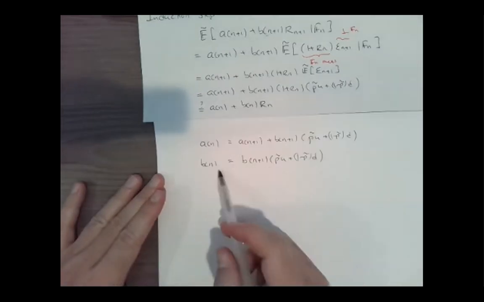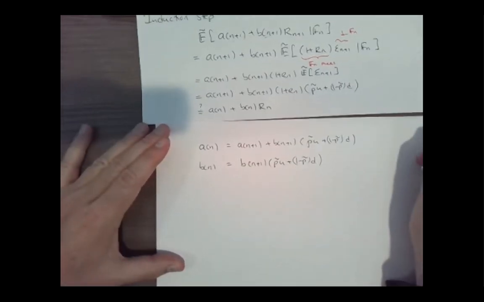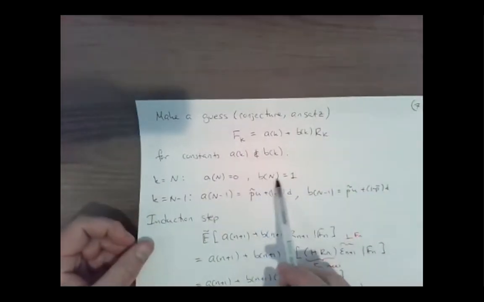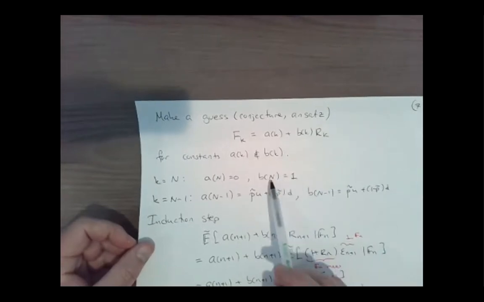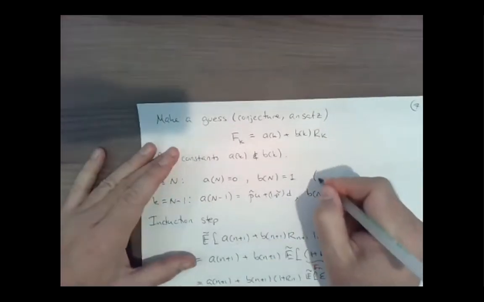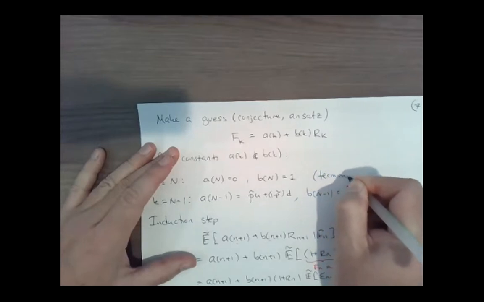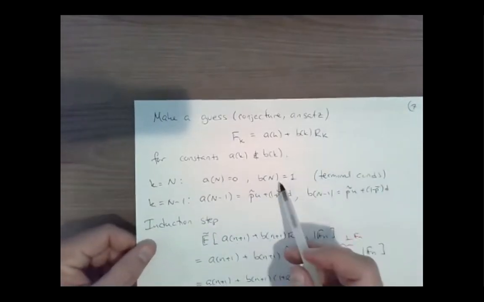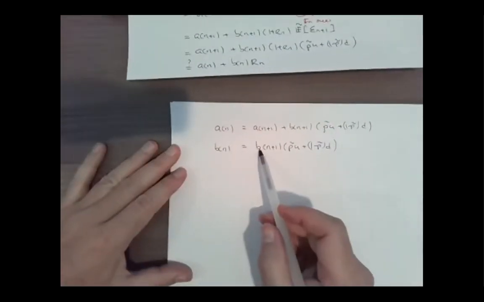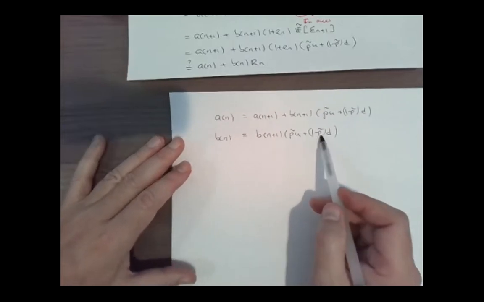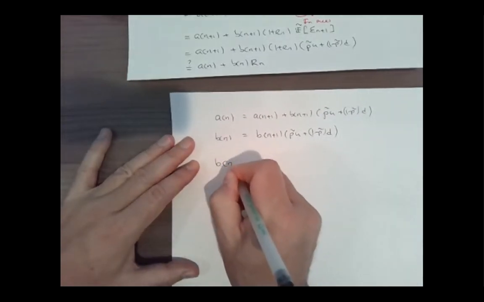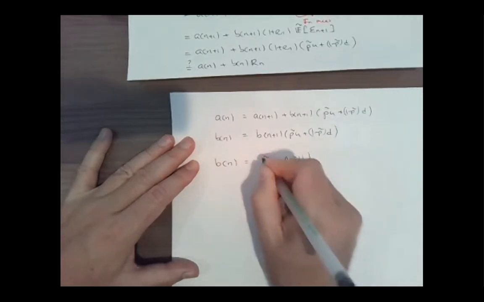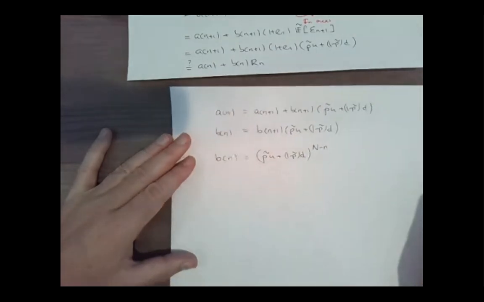So you can see here, B has some sort of multiplicative structure. And we know that Bn is going to end up being 1. That's the terminal condition. So it's a multiplicative structure, and B of n is going to be p tilde u plus 1 minus p tilde d to the power n minus little n.